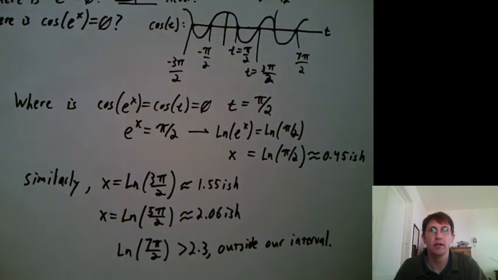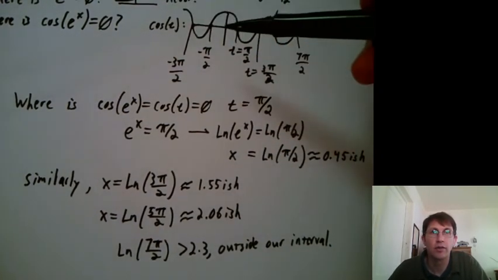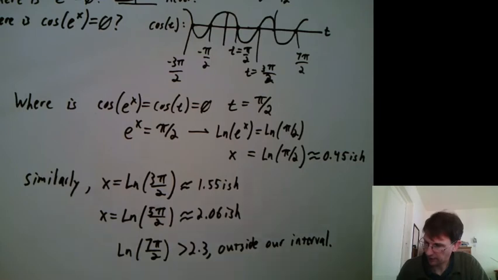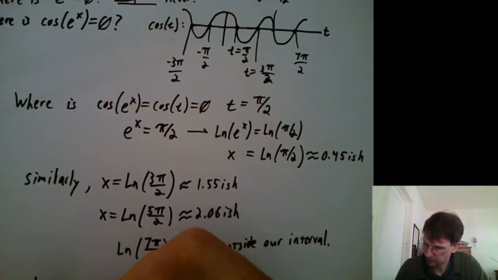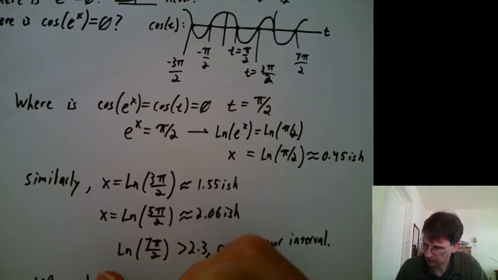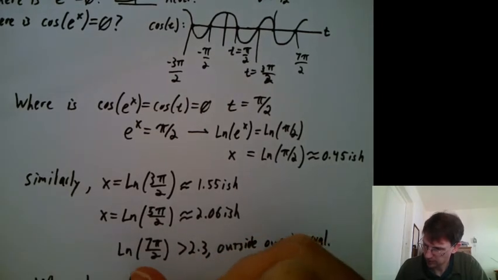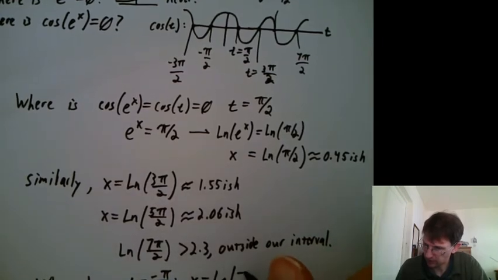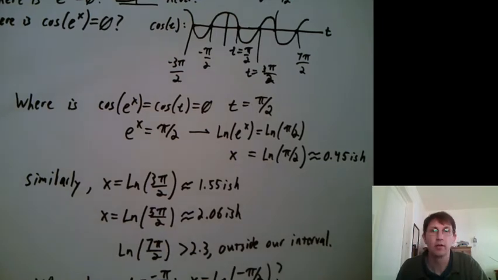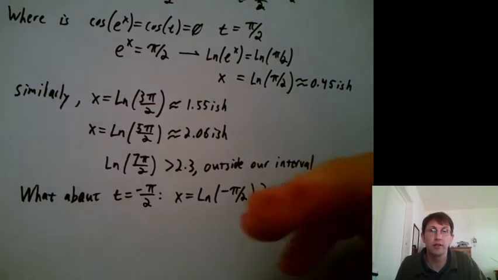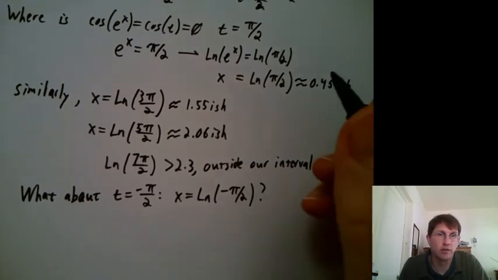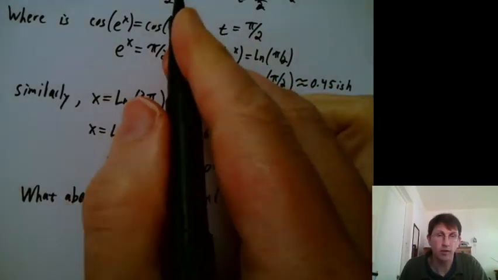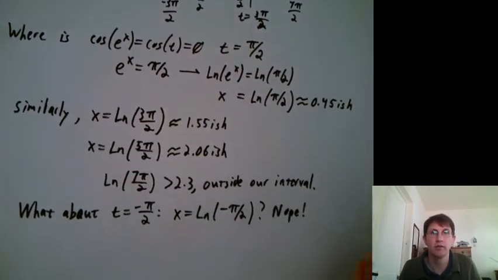Anything else we need to consider? Well, cosine is 0 here at negative pi over 2. What x value gives us that? So we'll say, what about t equals negative pi over 2? Would you say x equals log of negative pi over 2? Well, you can't take log of negative values, so that's just nothing, no solution. And similarly with negative 3 pi over 2.